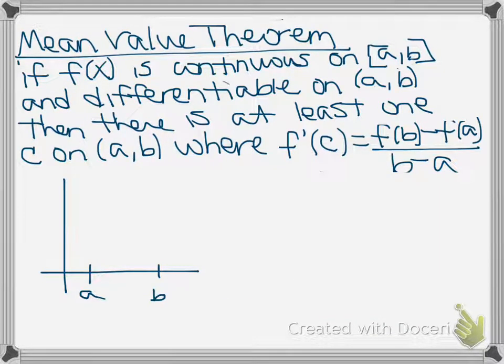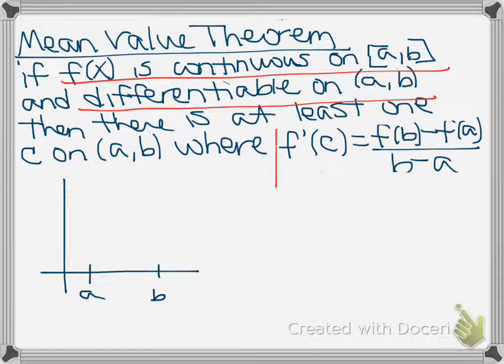This one is a big one. It comes up a lot on the AP exam. The mean value theorem says, if f of x is continuous on our closed interval, differentiable on our open, then there exists at least one c on our open interval AB where f prime of c equals f of b minus f of a over b minus a.